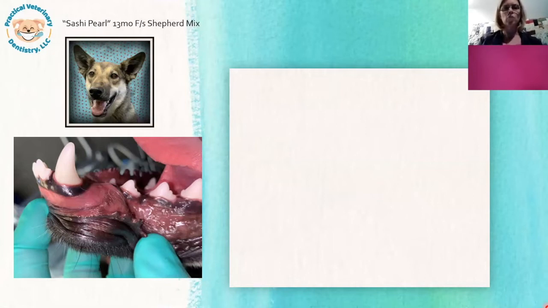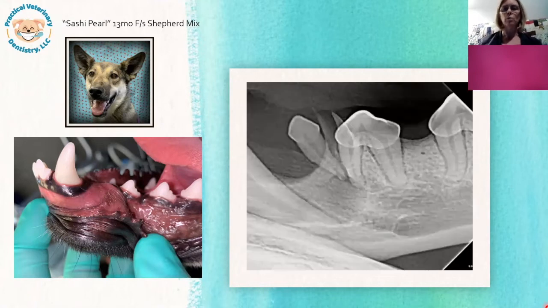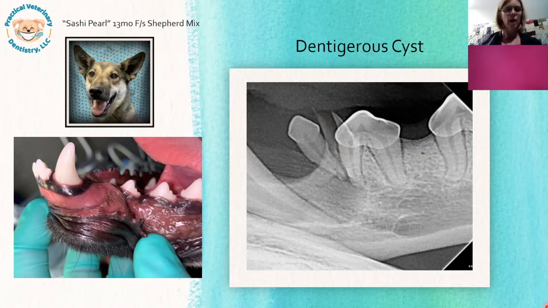So this is Shashi Pearl. She is a 13-month-old shepherd mix. She is also missing a tooth. And we might think, okay, she's got her canine here. She's got premolars here. She's missing the first premolar. She has some swelling in this area. We think, okay, chances are we're probably going to see a dentigerous cyst. So we've got an impacted tooth here. We've got bone loss. We've got fluid building up in this area. We've treated a lot of these over the years without having a cone beam CT. And we might not think to do it on an impacted tooth.